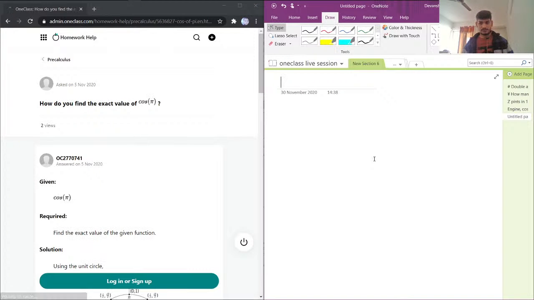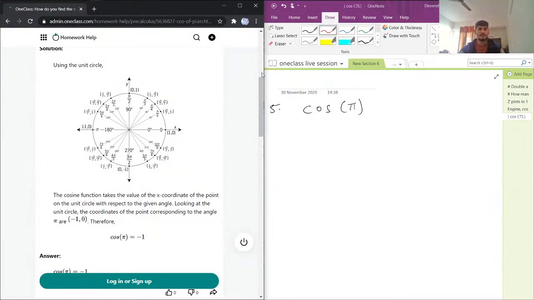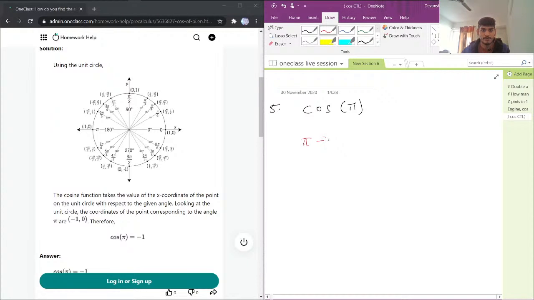Okay, now this will be question number 5. Find the exact value of cosine of pi. In this case, we are going to take the help of the unit circle. So cosine of pi, the coordinates for pi on the unit circle are -1, 0, and cosine will be equal to x over under root of x square plus y square.